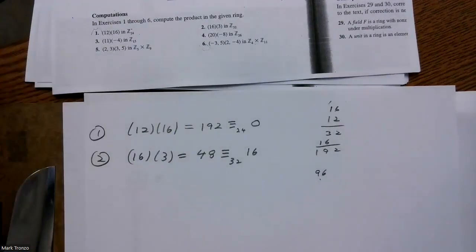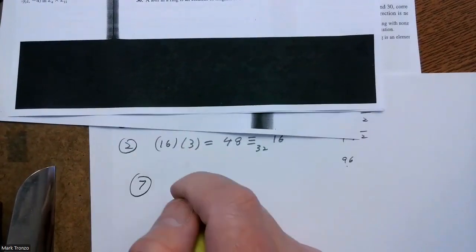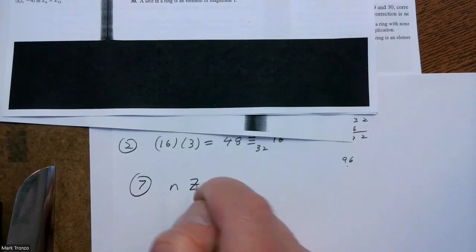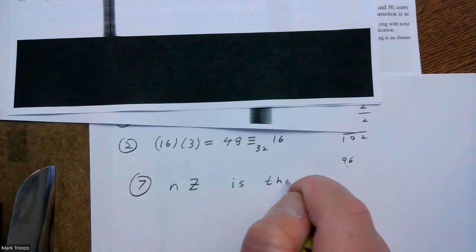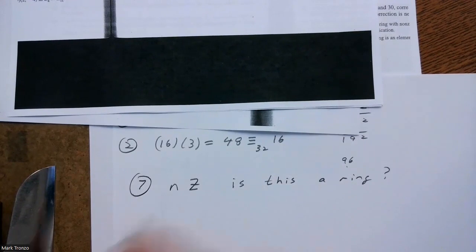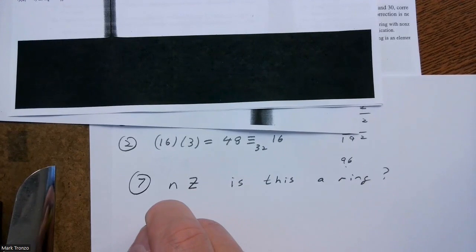And let's take a couple others here. Let's take a look at maybe number 7. So let's think about this, see if this is a ring, a division ring, etc. So NZ, first of all, is this a ring? And so we can do our subring test.